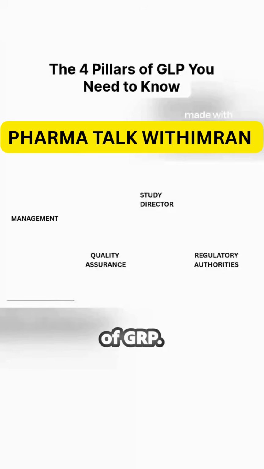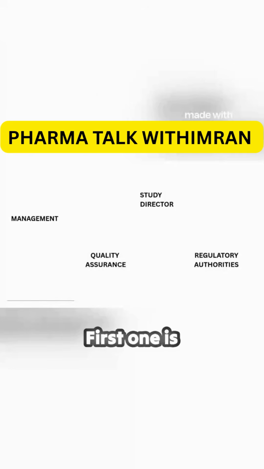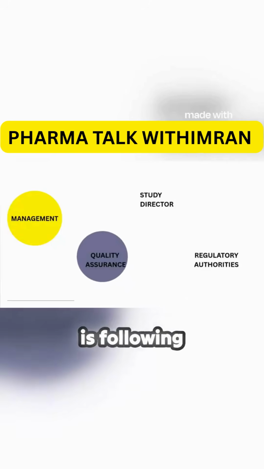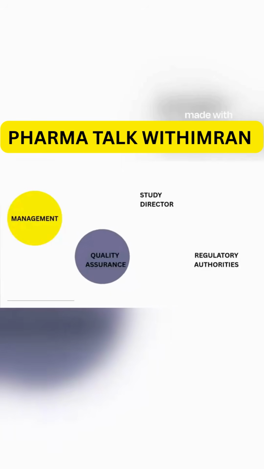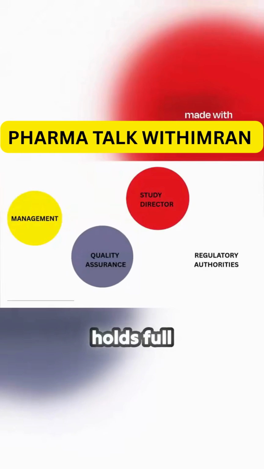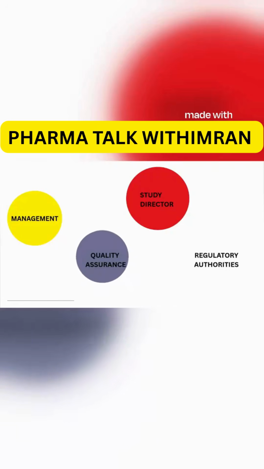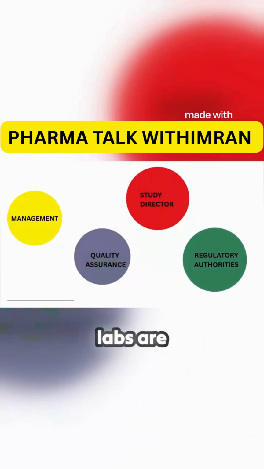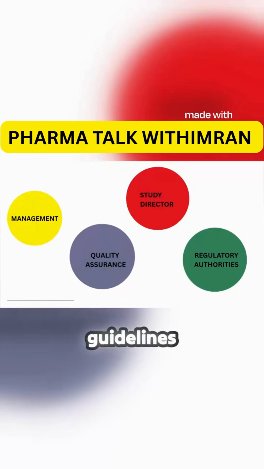There are 4 pillars of GLP. First one is management. It provides strong leadership. Second, quality assurance. Independently check the lab's work, whether the lab is following the GLP standards or not. Then study director holds full responsibility, both scientific as well as legal. Then regulatory authorities monitor and control whether the labs are following the international GLP guidelines or not.